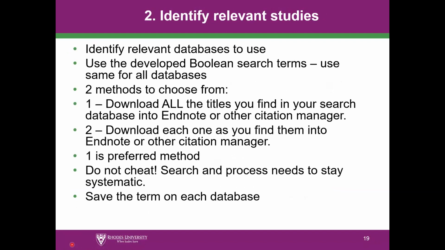Once you have your delineation clearly outlined and your Boolean search clearly defined, the next step is to start identifying your literature. And this you will do, of course, from different databases. You'll first have to decide with your partners what database you're using. One database that might give you very great results will be Google Scholar.